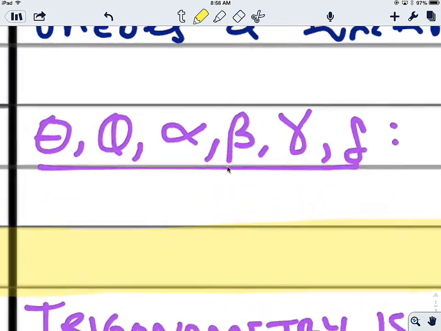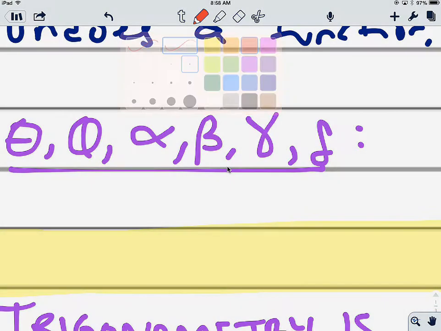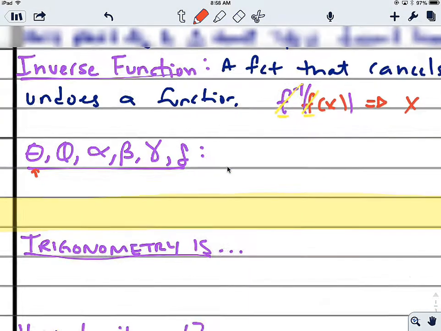Last confusion about these. Don't let there be confusion about these. I threw these in just so we can talk about them. These are just variables.